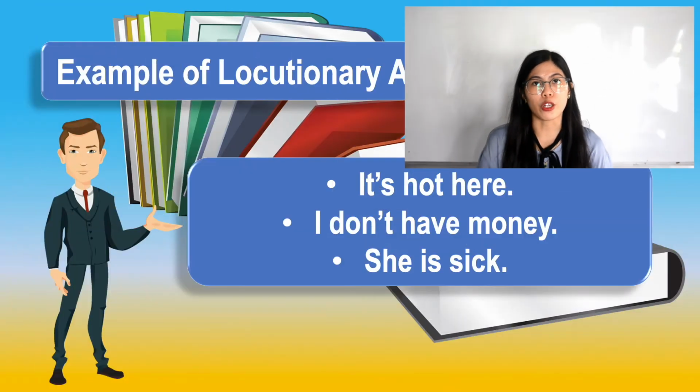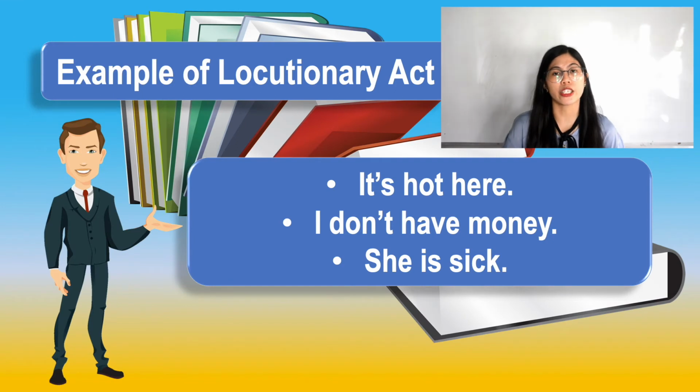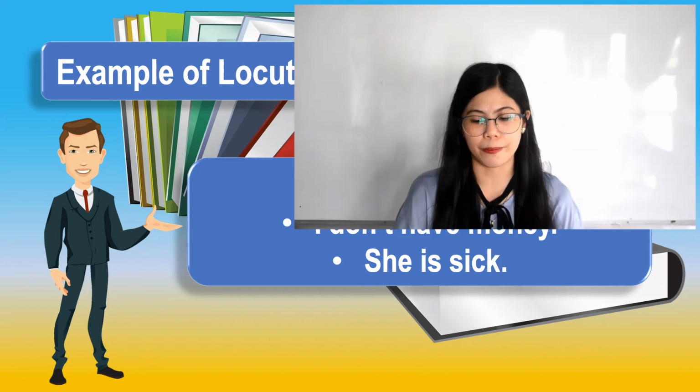For example, when I say, it's hot here, what I mean is it's really hot here, so no other meaning. It's hot because of the weather. Another example, when I say I don't have money, it means I really don't have money. My pocket is empty. No other meaning. Next, when I say she is sick, it means she is sick. She's really not feeling well.